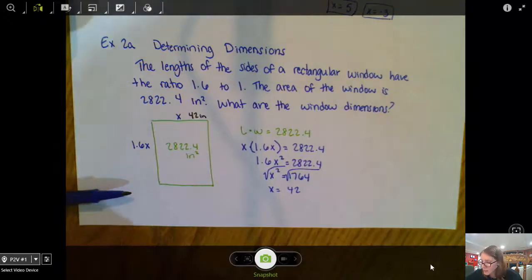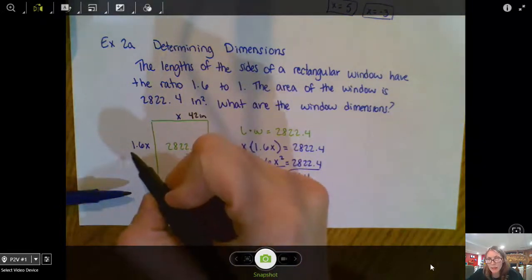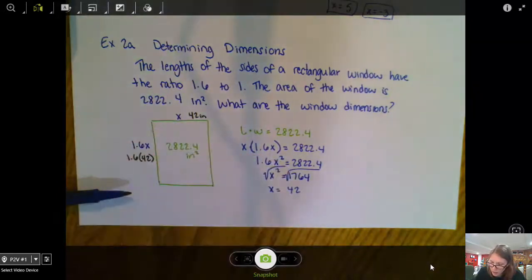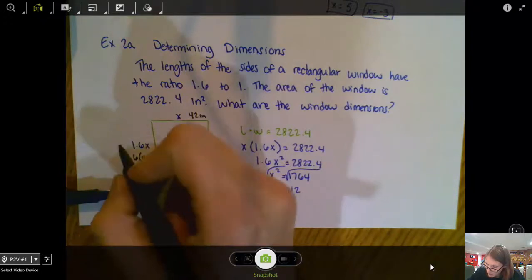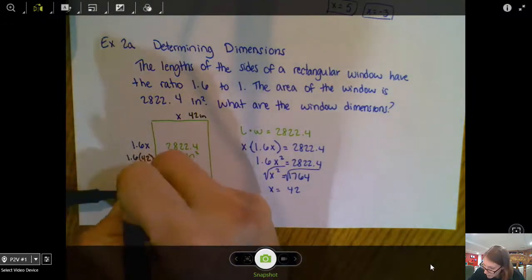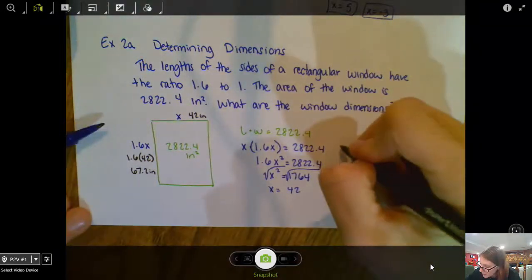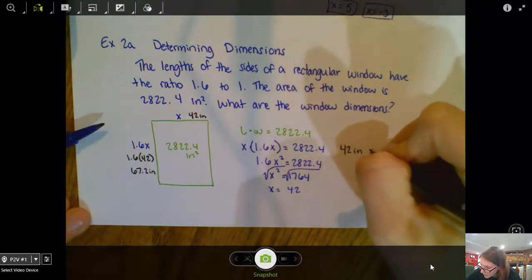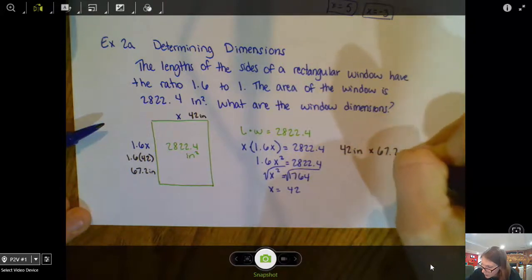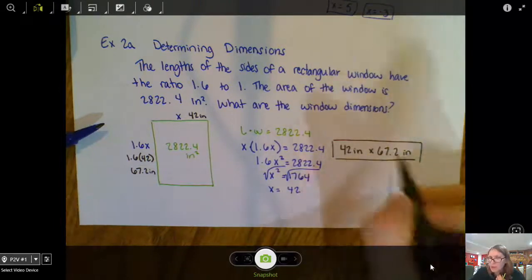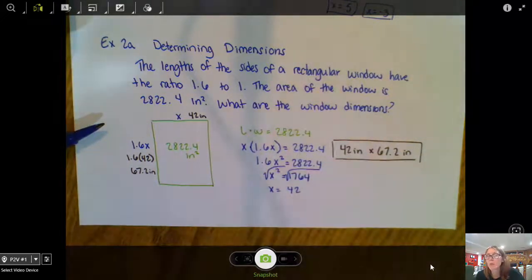This side of my window is 42 inches. My other length is 1.6 times x. 1.6 times 42. Which would be 67.2 inches. The dimensions of my window are 42 inches by 67.2 inches. And you can always double check. Take your length times your width, and we'll get this 2,822.4.